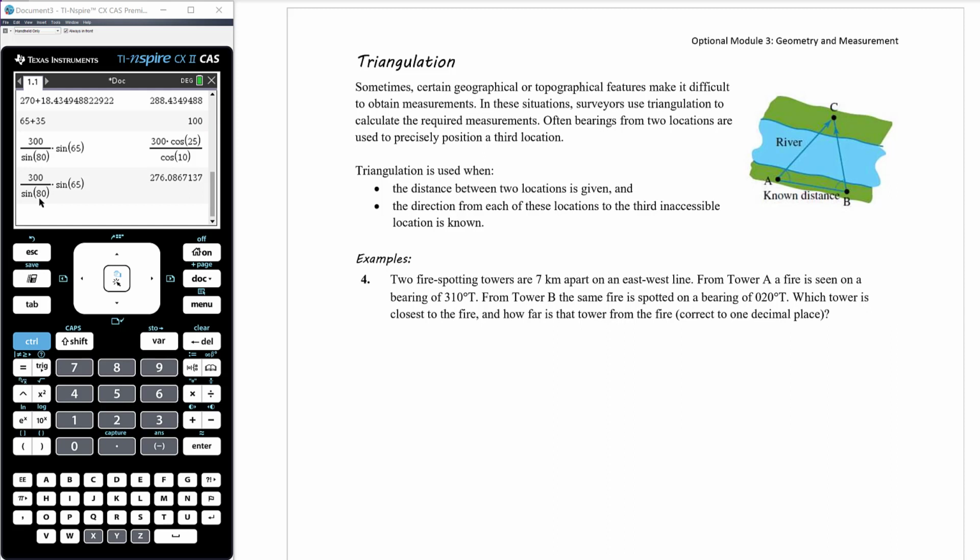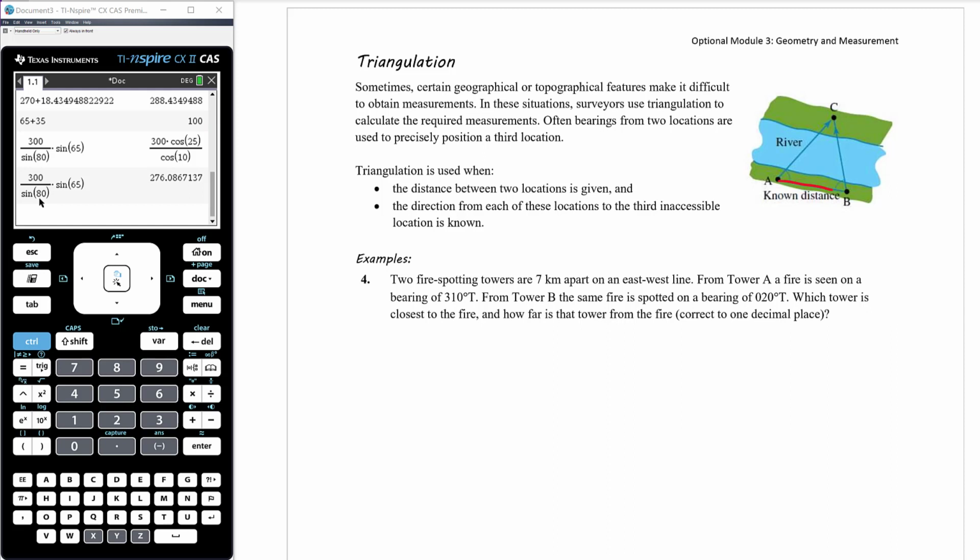Okay, so, as I said, sometimes certain geographical or topographical features make it difficult to obtain measurements. In these situations, surveyors use triangulation to calculate the required measurements. Often bearings from two locations are used to precisely position a third location. So triangulation is used when the distance between the two locations is given and the direction from each of these locations to the third inaccessible location is given.